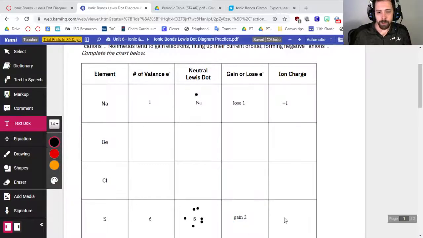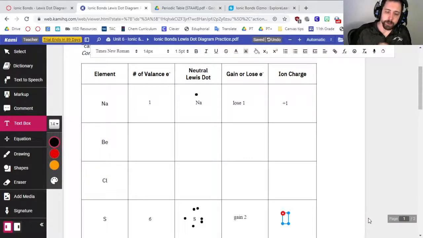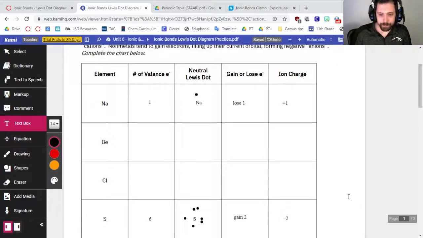And finally, our charge. If it gains 2 electrons, what would its charge be? Each electron is negative. So if it's getting 2 negative charges, the charge should be -2. Alright, so I hope you kind of see the pattern here. If we lose electrons, our charge becomes positive, and we lose them because we have metals.